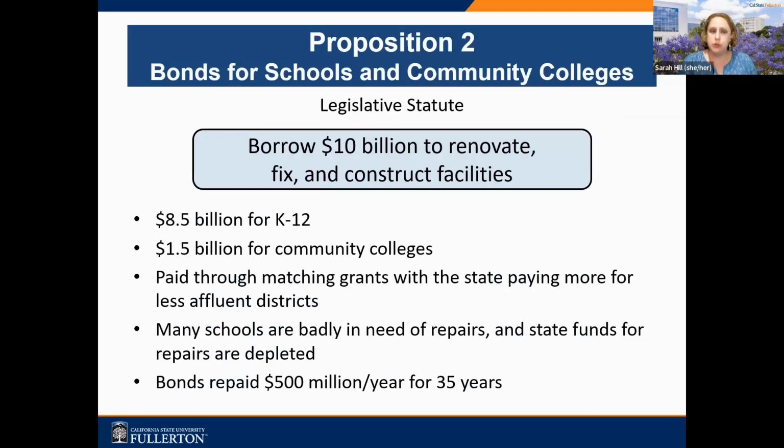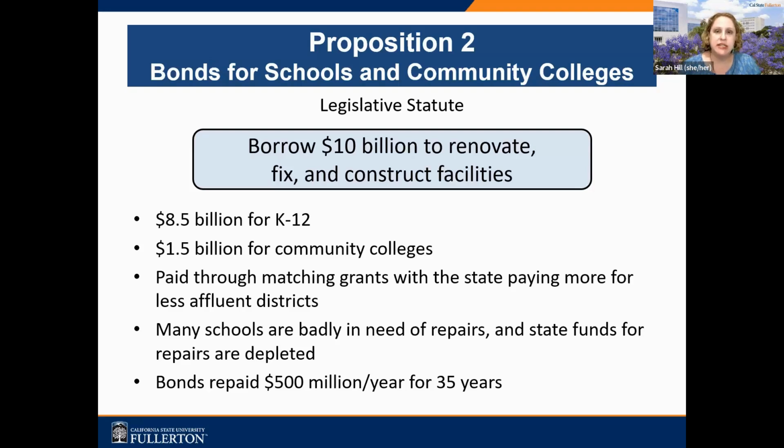First one is Proposition 2. This is bonds for schools and community colleges. It's a legislative statute. So this was put on the ballot by the legislature. They're asking the voters to approve the sale of bonds. This one is pretty straightforward. They want to borrow $10 billion, sell $10 billion in bonds to renovate, fix, and construct facilities in K through 12. $8.5 billion would be dedicated to K through 12. And then 1.5 billion would be dedicated to community colleges.